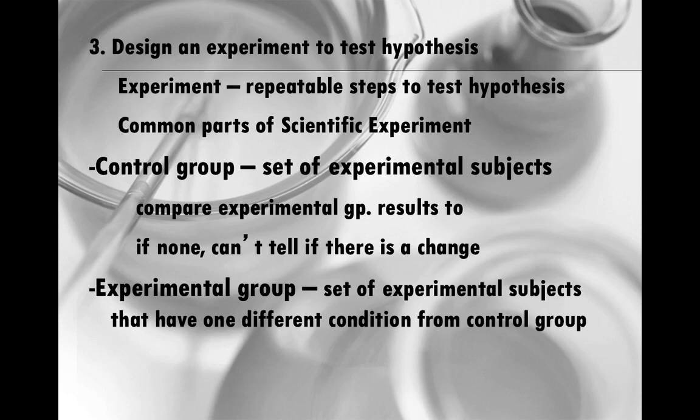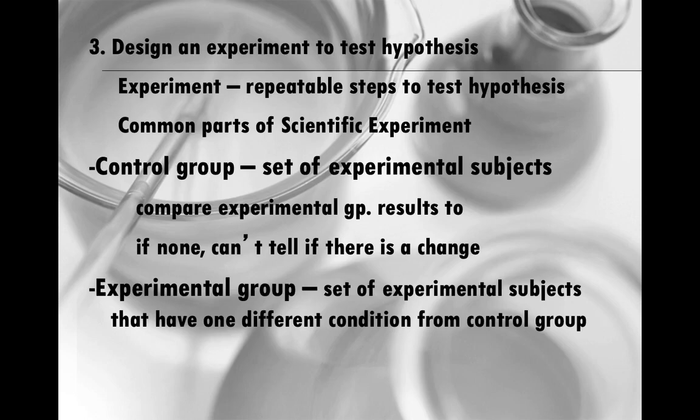So if you were doing a scientific experiment to see if bean plants grew taller with Miracle-Gro than without, you would have some that you give Miracle-Gro to and some that you do not. The ones that you give Miracle-Gro to, you'll record the data, and then you're going to compare that data to the data you've gathered from the control group.